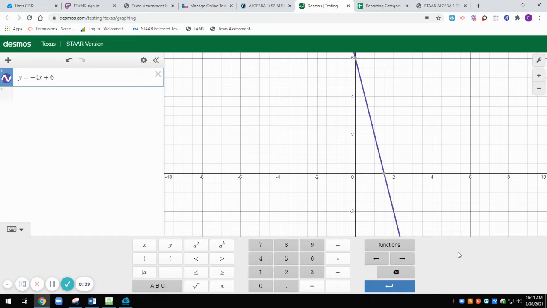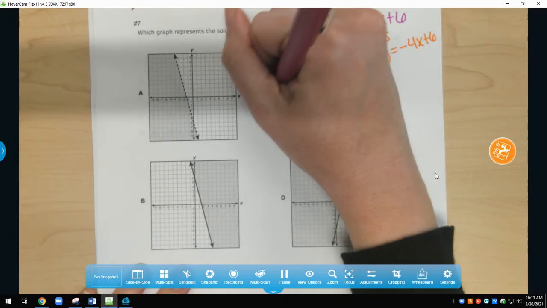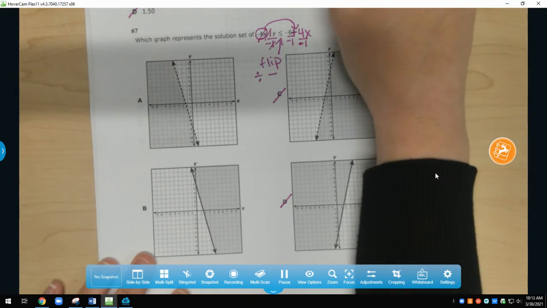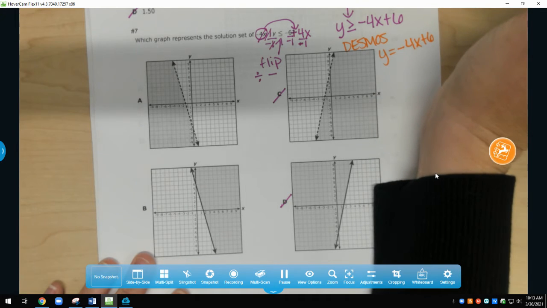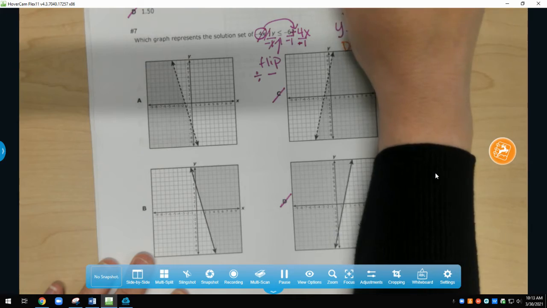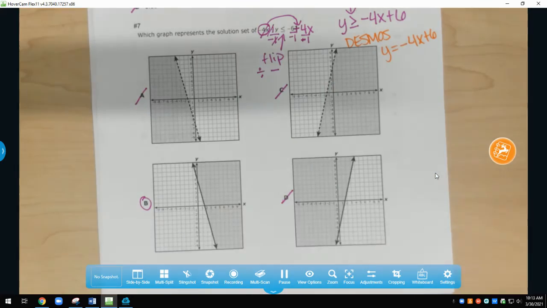Okay, and we can get rid of answer choice A and B. Or, sorry, not A and B. We can get rid of C and D because they're not going the same direction as that line. So we can mark out C, mark out D. Okay, if we look at the inequality, it needs to be a solid line because of this line underneath. So it has to be B.